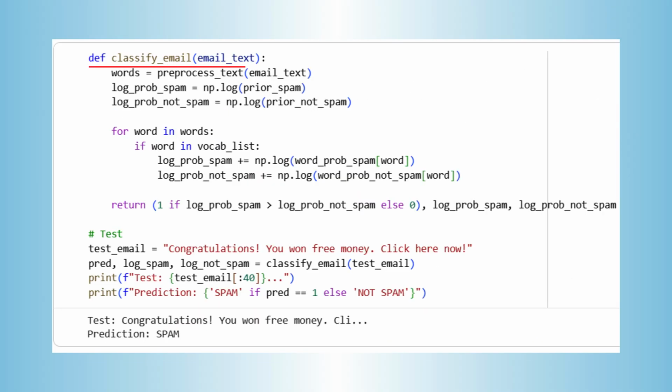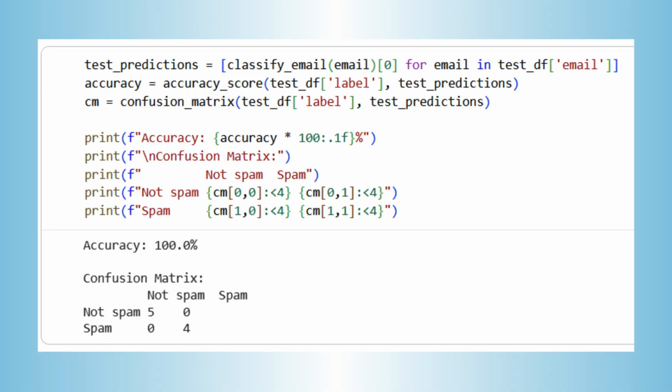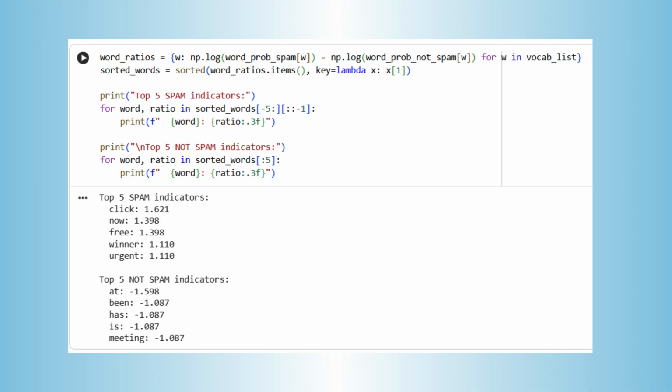We create a classification function that takes an email, extracts its words, computes log probabilities for both classes, and returns the class with higher probability. We test it on new emails. Emails with words like free, win, money, urgent, and click get classified as spam. Emails with words like meeting, tomorrow, report, project get classified as not spam.